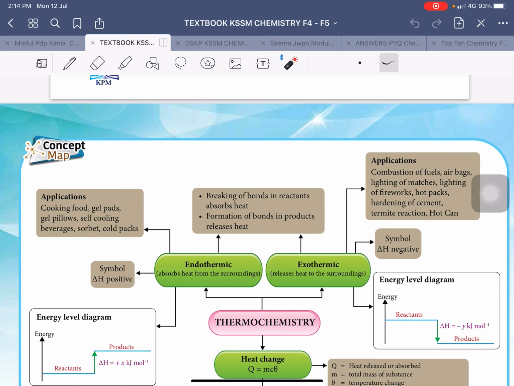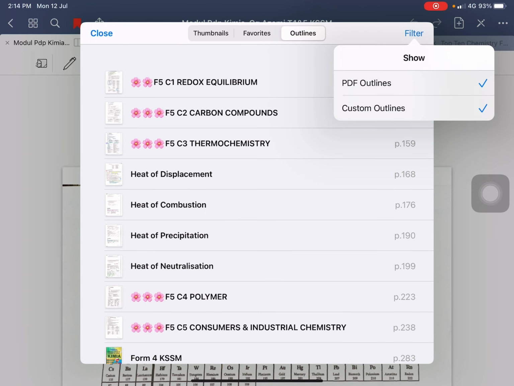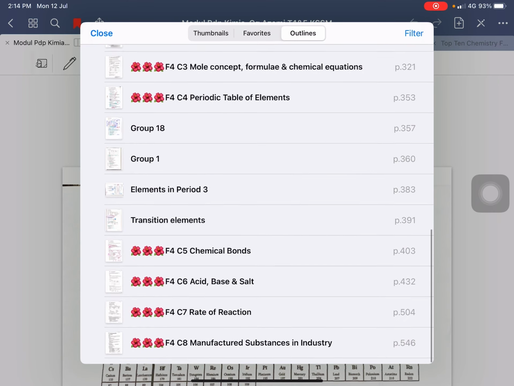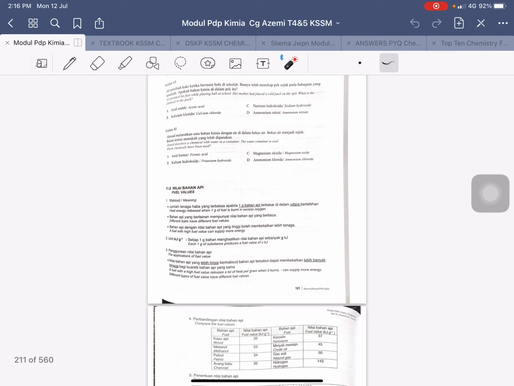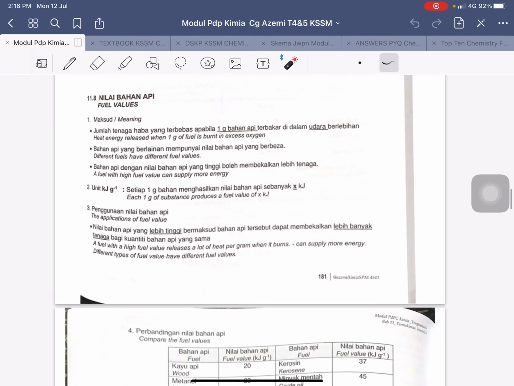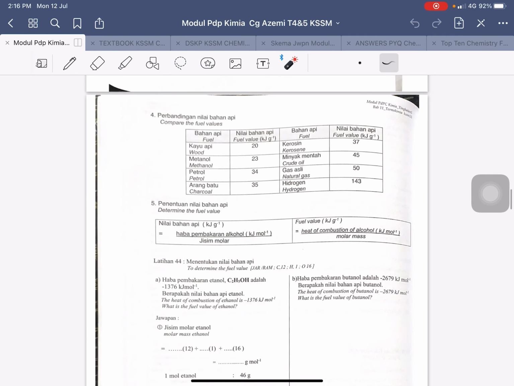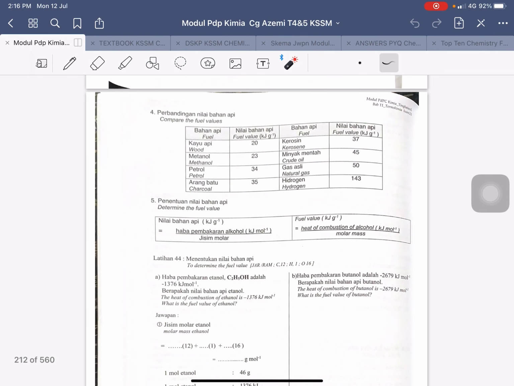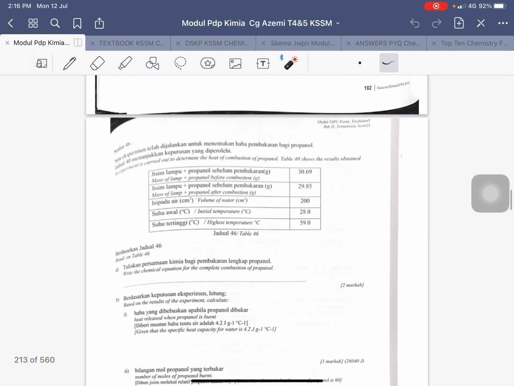So let us go to Cikgu Azmi's book and see the exercise about fuel value. Fuel value is in chapter 3. This is the exercise in Cikgu Azmi's book on page 181. Fuel values. The meaning is here already, same as the textbook. Heat energy released when 1 gram of fuel is burned in excess oxygen. So please complete the exercise here on pages 182 and 183. That's all.